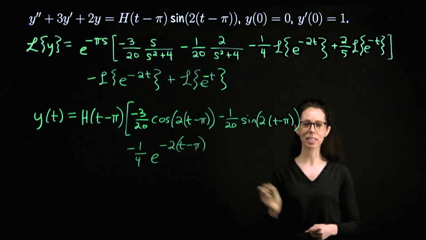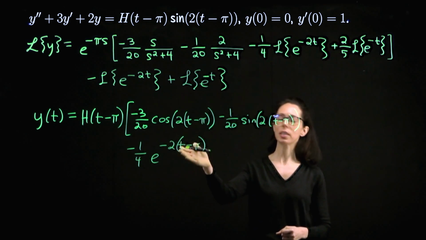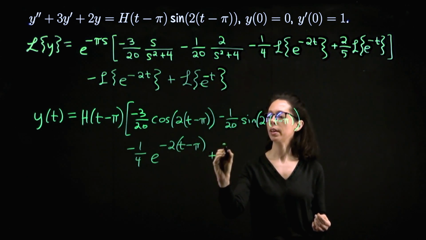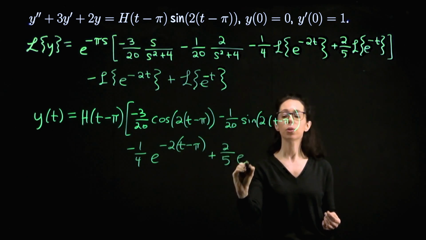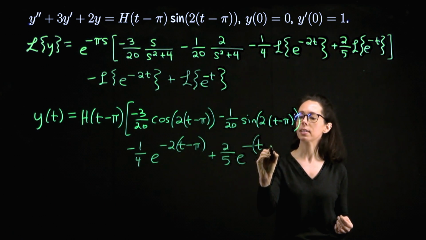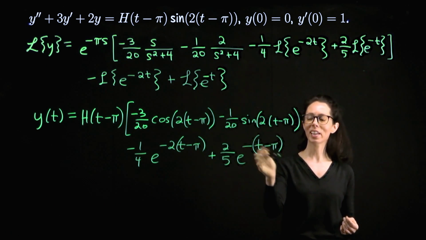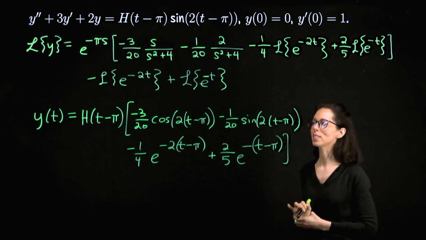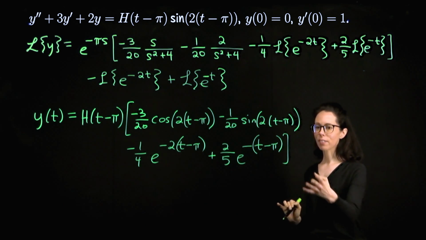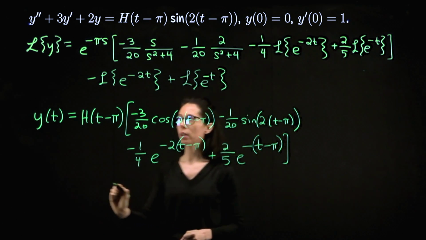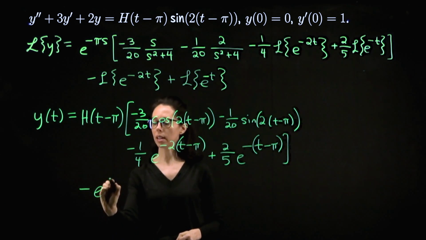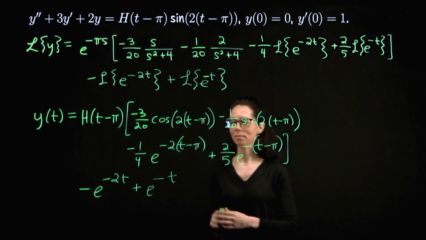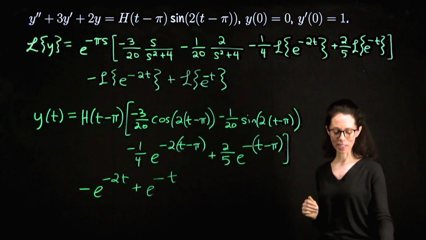Watch your parentheses in each case. Make sure you don't write -2t minus pi. It's not the same thing. And then lastly, plus 2/5 e to the -t, but shift that t by pi. Leave the negative out front. So the time variable is being shifted by pi. You have to be very careful with your parentheses here. That takes care of the particular solution. For the homogeneous part, we have minus e to the -2t plus e to the -t.